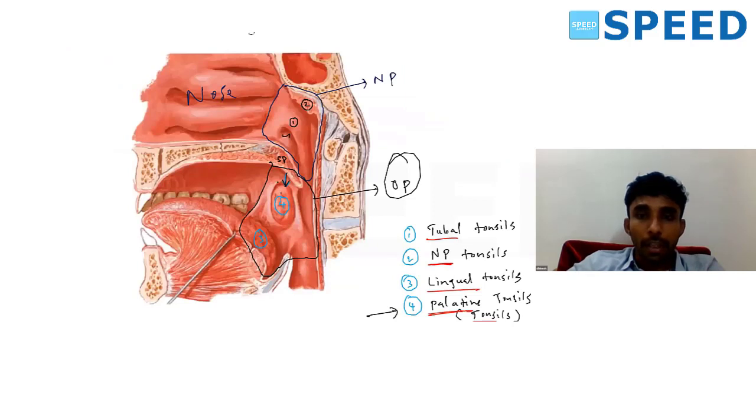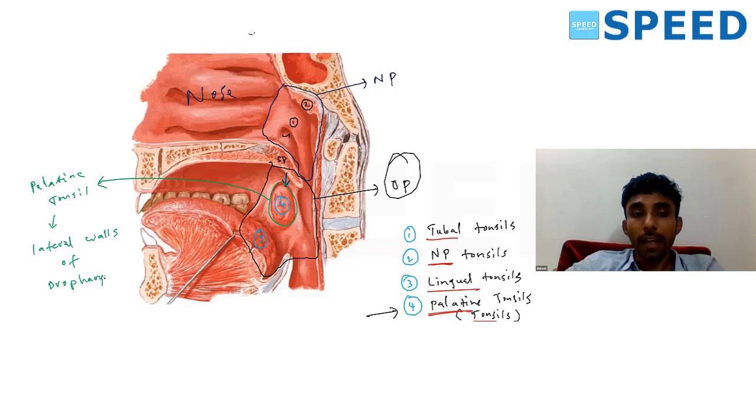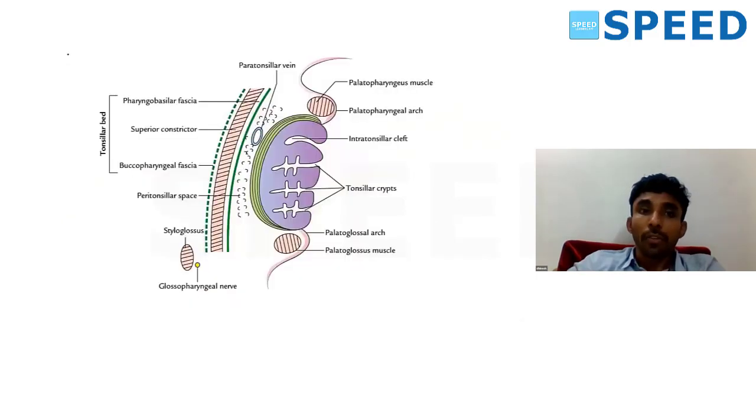Now, in this diagram, do you see the location of the palatine tonsil? Now we are going to talk in a little more detail about the palatine tonsil, number 4. What is the location of the palatine tonsil? Palatine tonsils are located in the lateral walls of the oropharynx. So let's talk about the important things about the palatine tonsil.